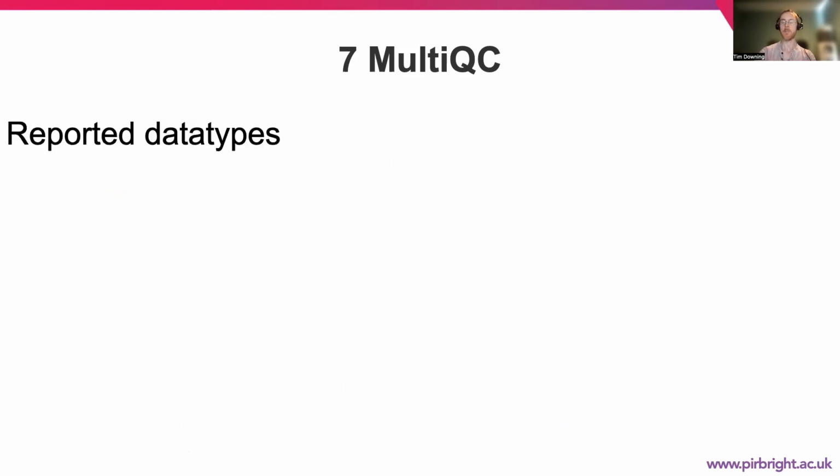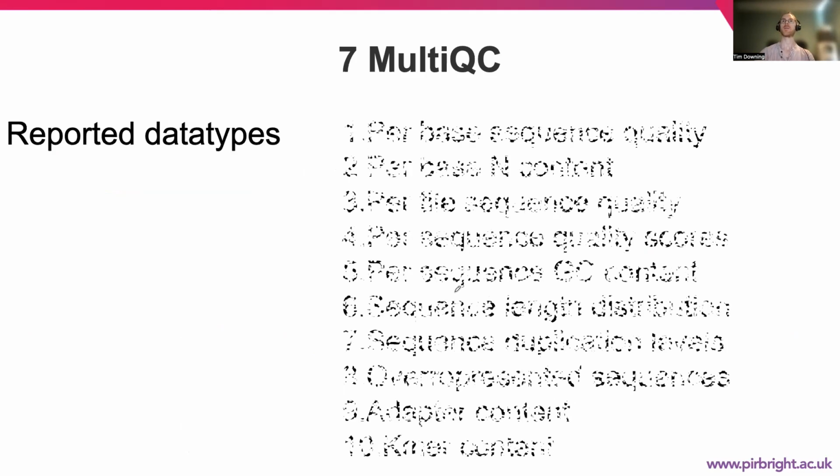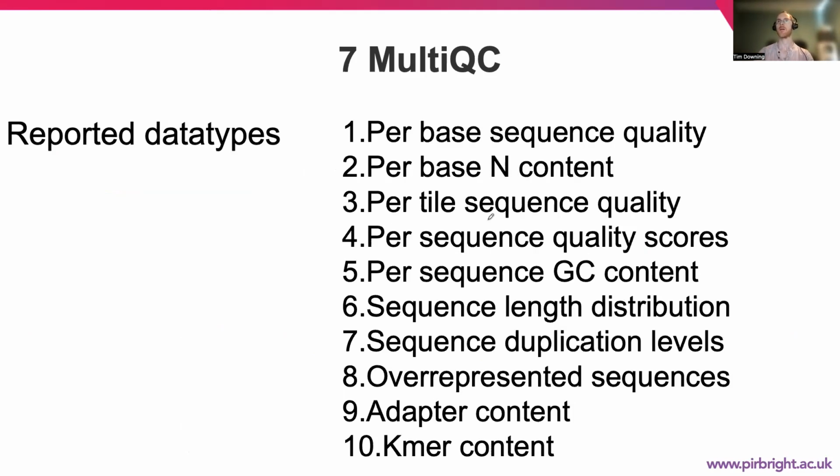What you'll find is that you'll look at things like per base sequence quality, the N-base content, the per tile sequence quality, the quality scores, GC content, sequence length distribution, the duplication levels, overrepresentation analysis, adapters, and k-mers. So there's quite a few items there. So let's try some of that on the server now.